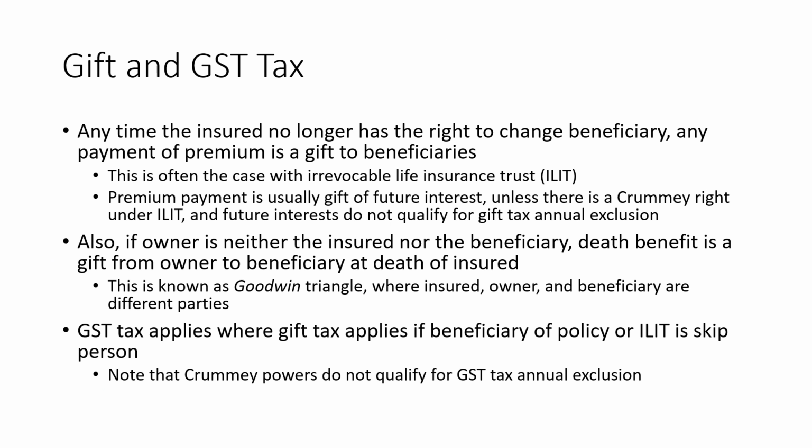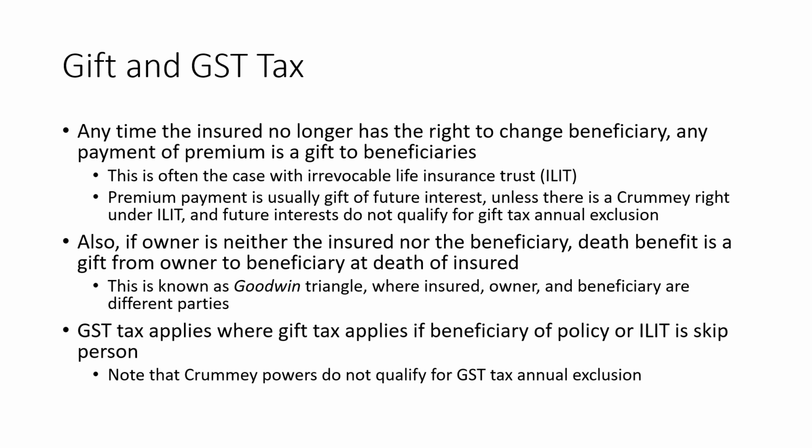Which is why a good planning technique here is to put the policy in an ILIT, irrevocable life insurance trust, and grant beneficiaries a Crummey right to withdraw their share of contributions to the trust that are going to be used to pay premiums, because that creates a present interest that does qualify for that gift tax annual exclusion.